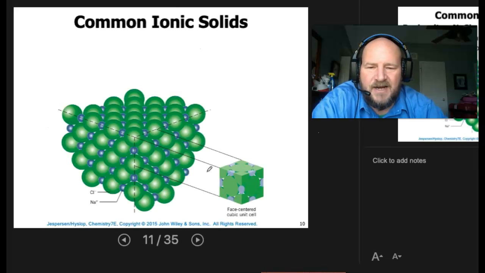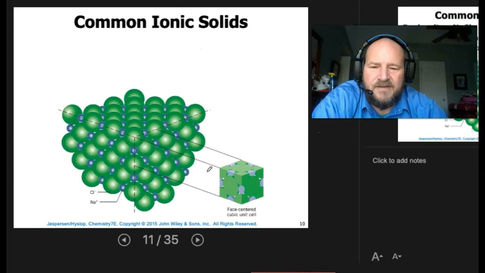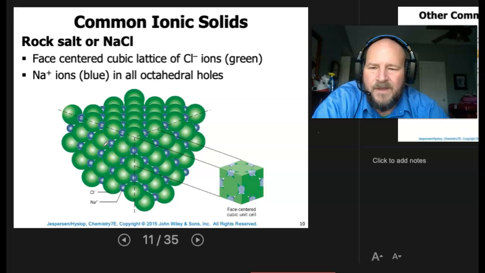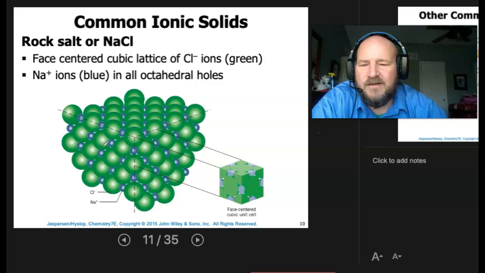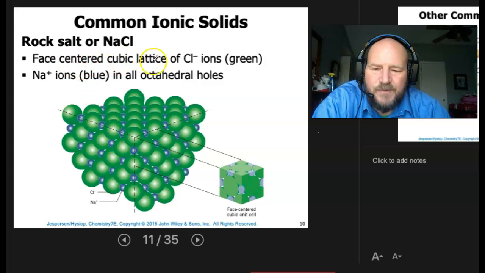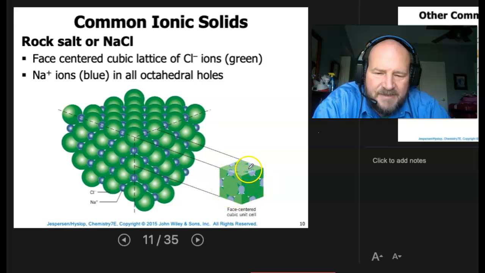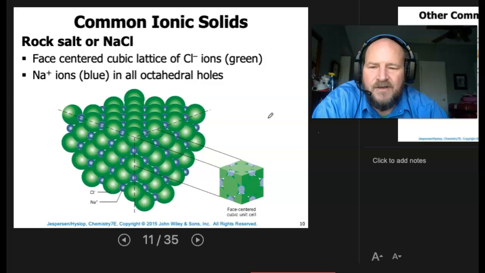So our common ionic solids are going to be sitting like this, where we have our cation being really small, our anion being large, and of course this is going to be our sodium chloride here. So rock salt or sodium chloride. We have a face-centered cubic lattice. And here you can see we're going to let the chlorine be the face center. And then inside that lattice is where each of the sodium atoms are going to fit. Okay, so the sodium ions are going to be the octahedrals in the holes.